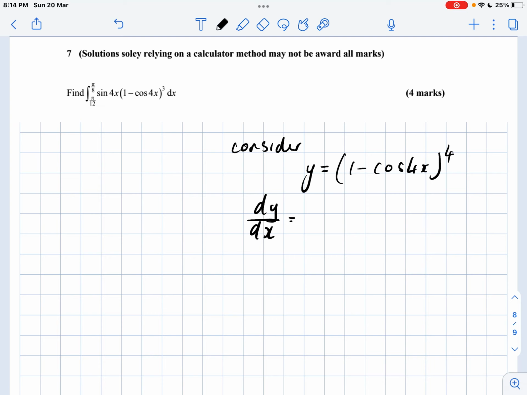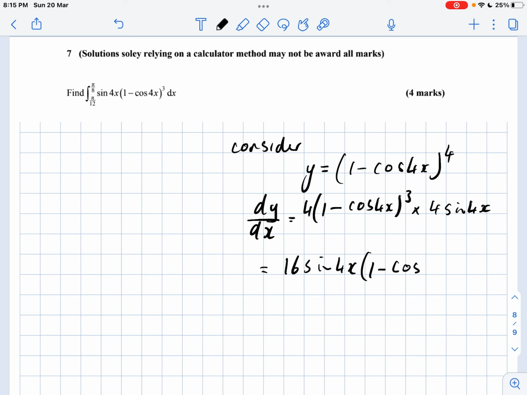So when I differentiate this, I'm going to have 4 lots of (1 minus cos 4x) raised to the power of 3, and then I need to multiply it by the derivative of whatever's inside. So the derivative of 1 is 0. Now the derivative of minus cos 4x is going to be 4 sine 4x. So that's what I get. Tidying up that a little bit gives me 16 lots of sine 4x, bracket 1 minus cos 4x cubed.